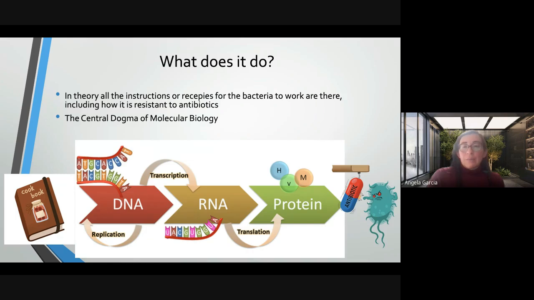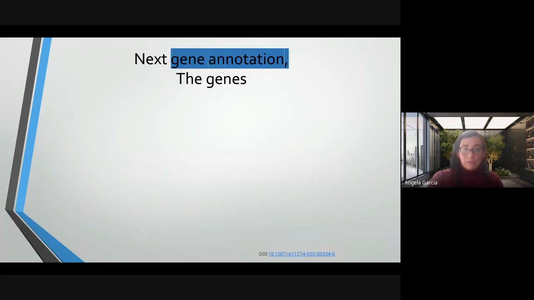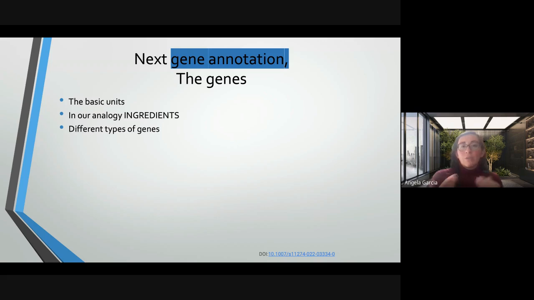So what's the next step here? We've got all the data there. It's a book in the same 4 letters, but we need to understand what's actually there, which are the recipes. So the next step is gene annotation. And the idea with this is, okay, let's understand the genes first, the basic units for any living thing. And in our analogy with the cookbook, these are the ingredients.